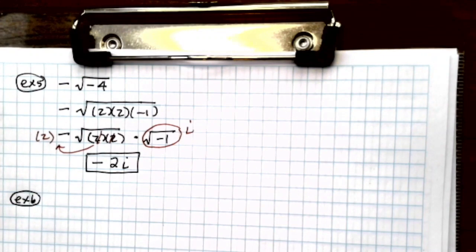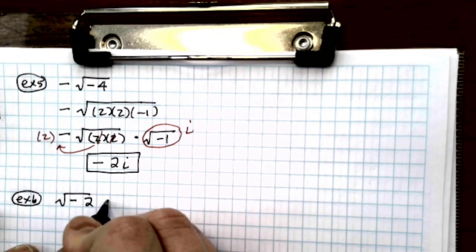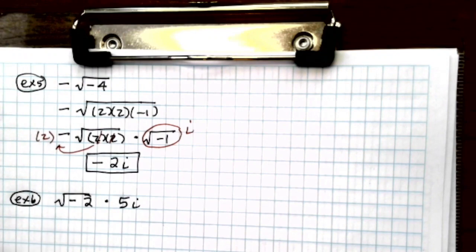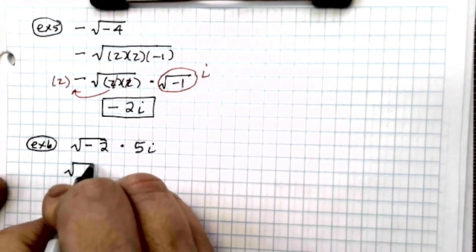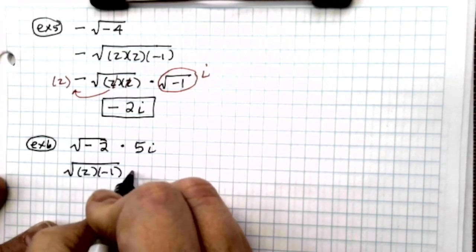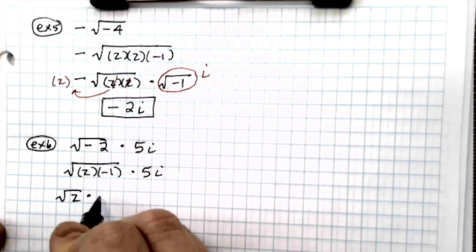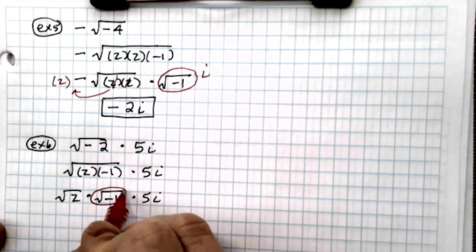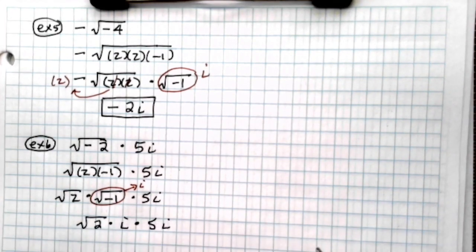Okay, example 6. Let's say you've got square root of negative 2 times 5i. All right, so you're going to treat the radical the same exact way. We're going to factor out the negative 1. So I have 2 times the negative 1. Then we're going to split the radical into radical 2 times radical negative 1. The radical negative 1 gets replaced by an i. So now we have radical 2 times i times 5i.